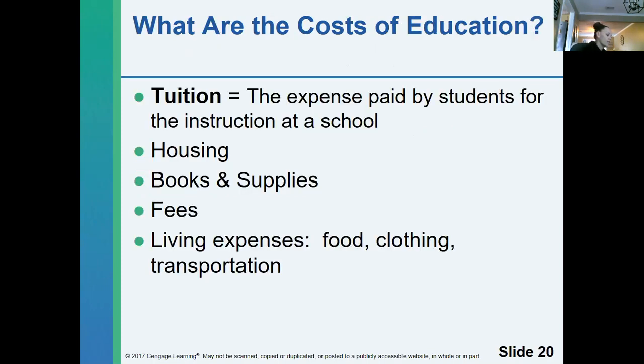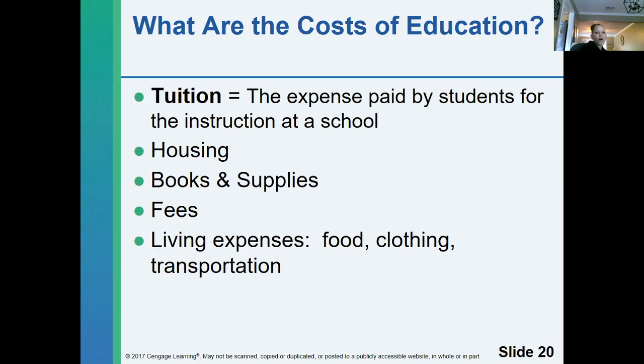All right, kind of shifting gears a little bit. So what are the costs of education? This is if you're choosing to take online classes, going to a junior college, or going to a four-year college. Tuition is the expense paid by students for the instruction at a school. All of those are going to have tuition. Trade schools will have tuition.